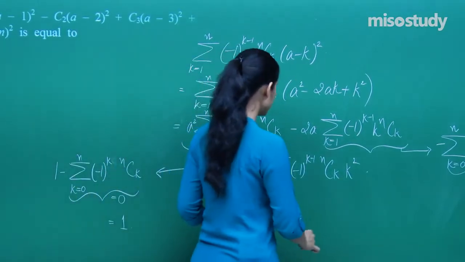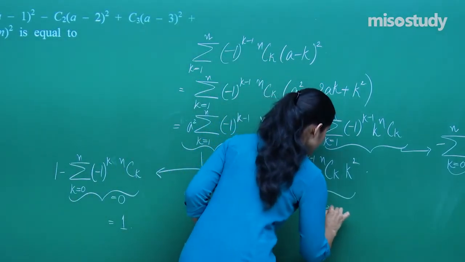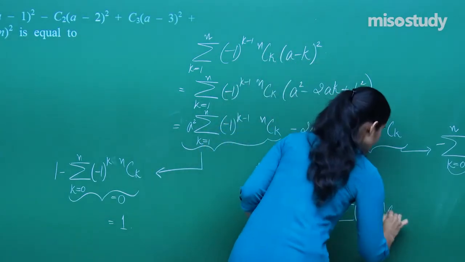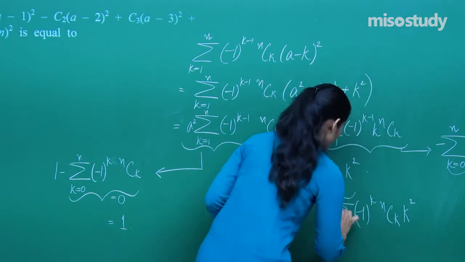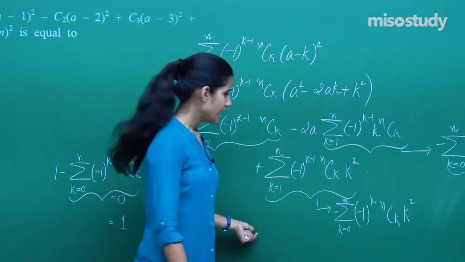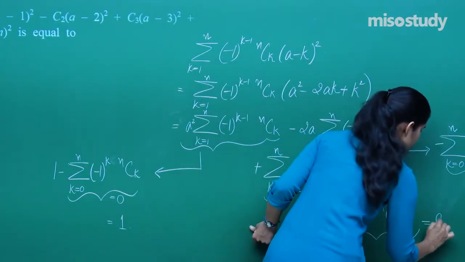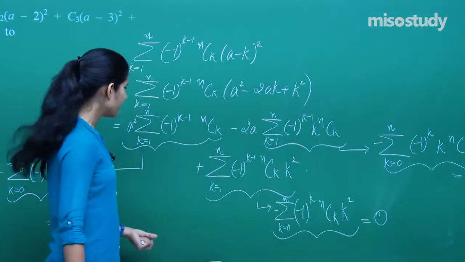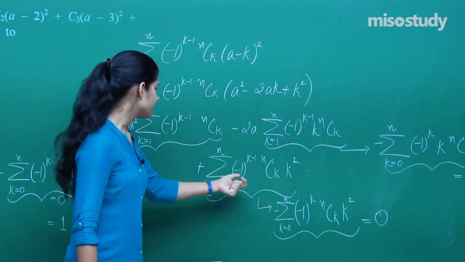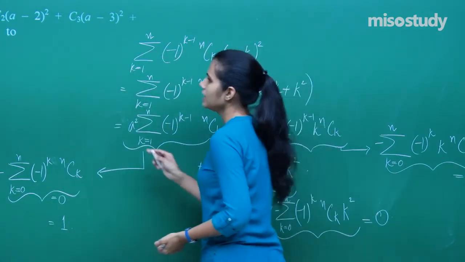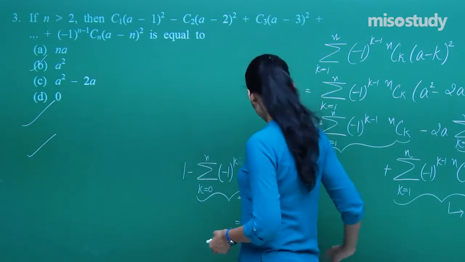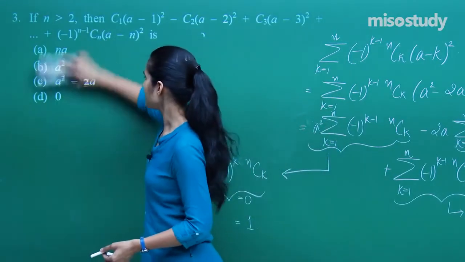Fine. After this, when I talk about this summation, this again can be written as summation minus 1 to the power k nCk into k square with a minus sign outside because I am taking k from 0 to n. And this again is equal to 0. So you are basically getting a square into 1 minus 2a into 0 plus 0. So you basically get a square into 1, and therefore answer turns out to be a square. A square into 1 minus 0 actually gives you just a square as the answer.